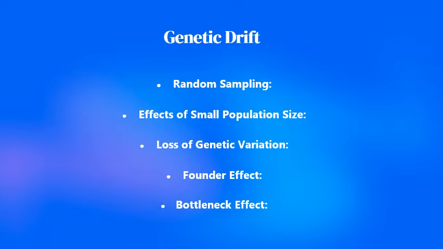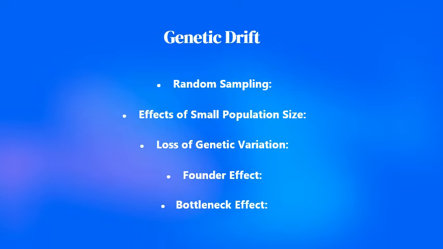So let's talk about the founder effect and the bottleneck effect. The founder effect is when genetic drift is especially evident in situations where a small number of individuals establish a new population. The genetic makeup of the founder population may not accurately represent the genetic diversity of the source population, leading to a founder effect. So let's move on to the bottleneck effect.